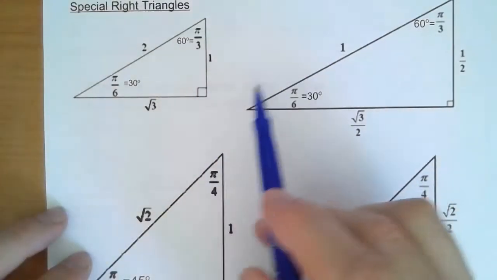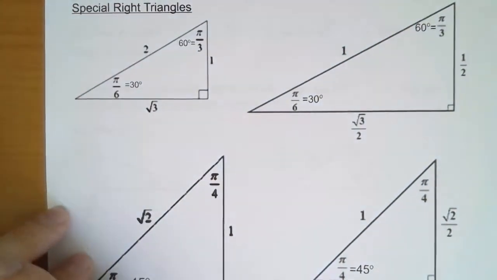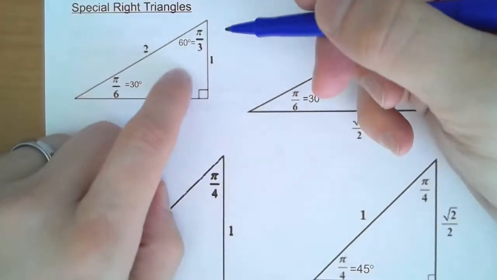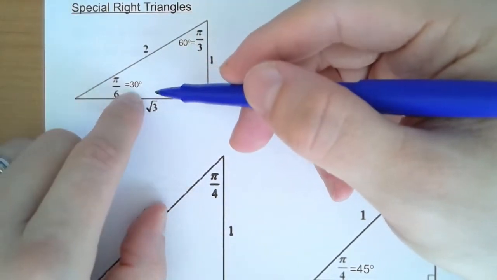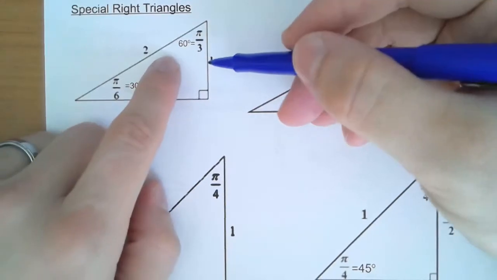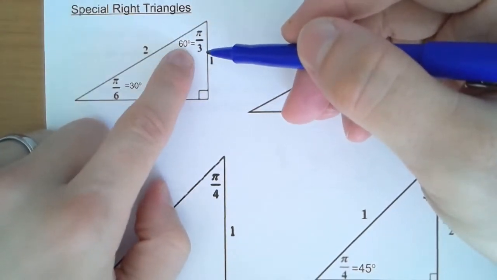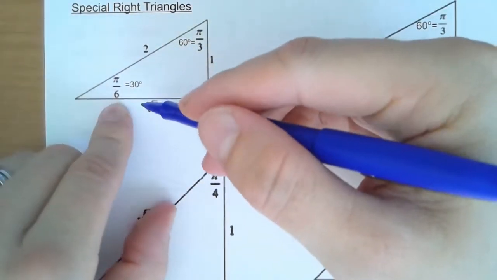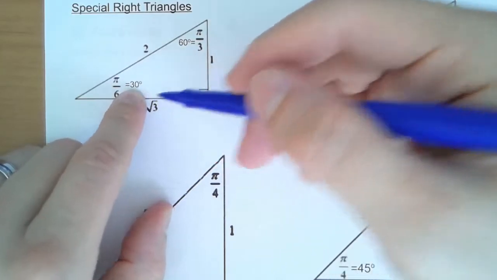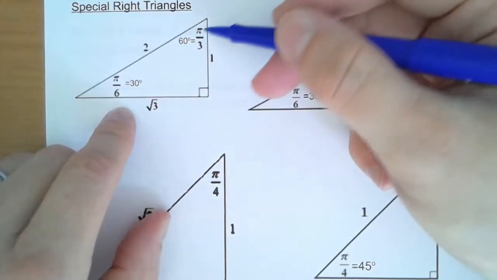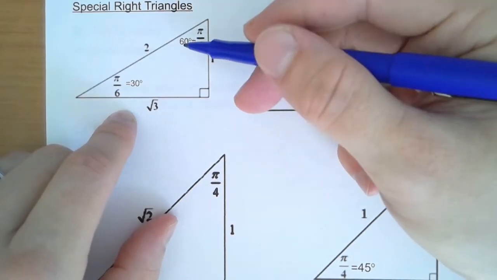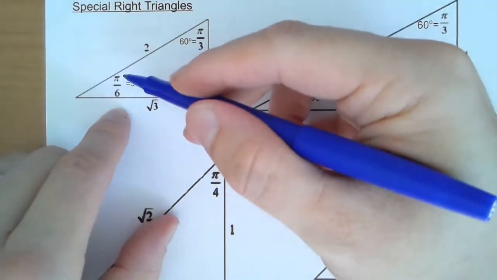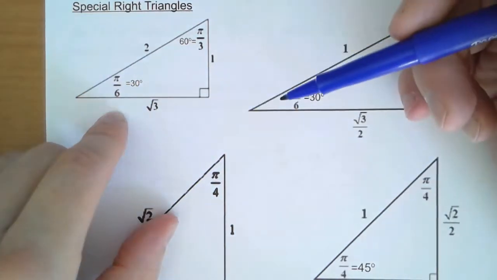And so what we want to do is start looking at these in radians as well as in degrees. Pi over 3 is the same thing as 60 degrees, and pi over 6 is 30 degrees. So be careful with that. Over 3 goes with 60, and over 6 goes with 30. Remember, pi is 180 degrees. So 180 degrees divided by 3 is 60 degrees. 180 degrees divided by 6 is 30 degrees.